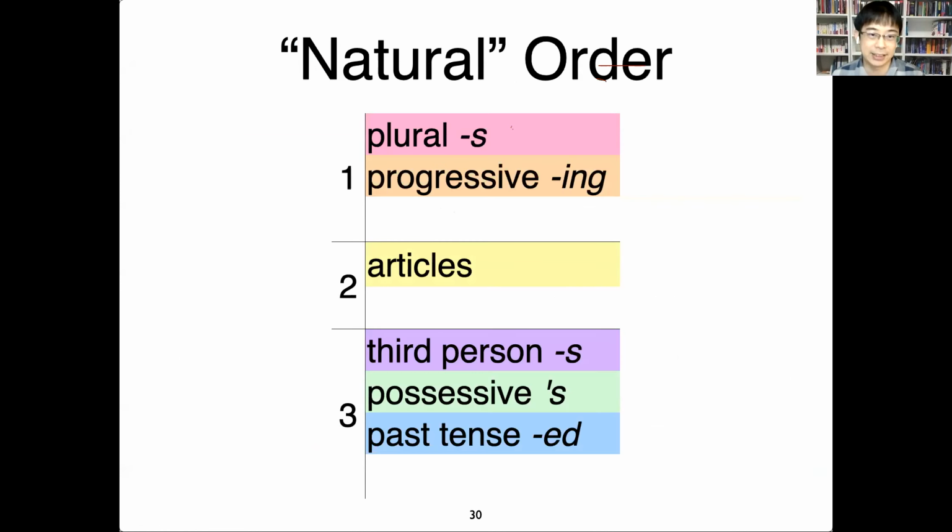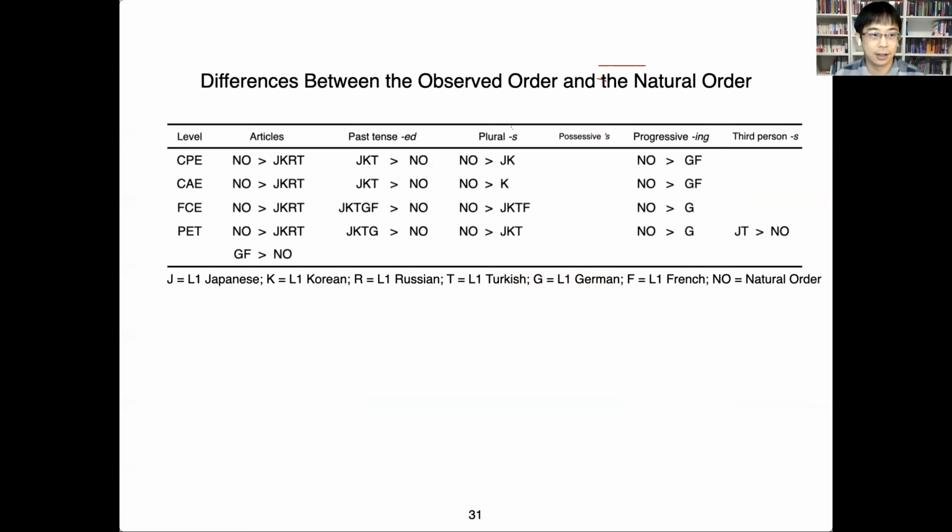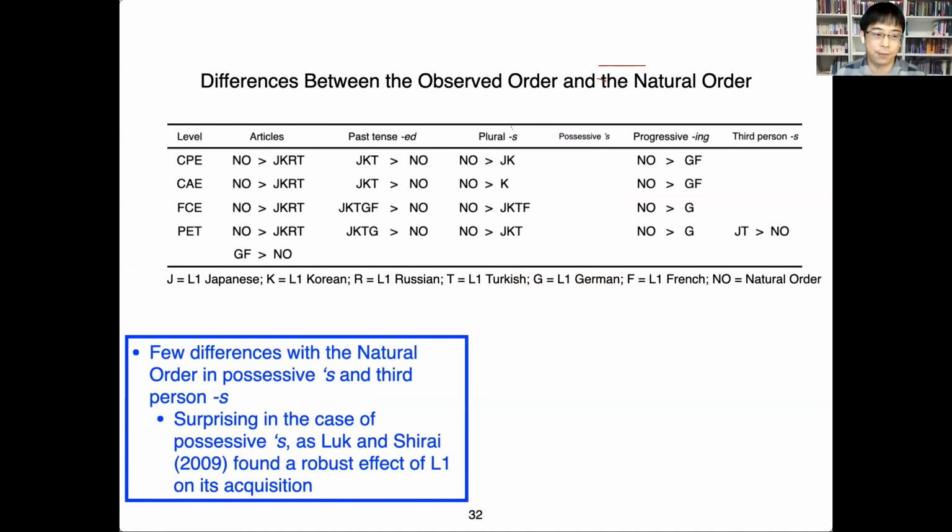We then, incidentally, here's the natural order of Krashen. And we then directly compared the orders we observed in the CLC, the corpus, and the natural order shown here. Here, NO stands for the natural order, and the rest is the same as before. And what this table shows is that there are a few differences with the natural order in possessive S and third person S. So the order of accuracy is similar between the natural order and what was observed in the data as far as possessive S and third person S were concerned.